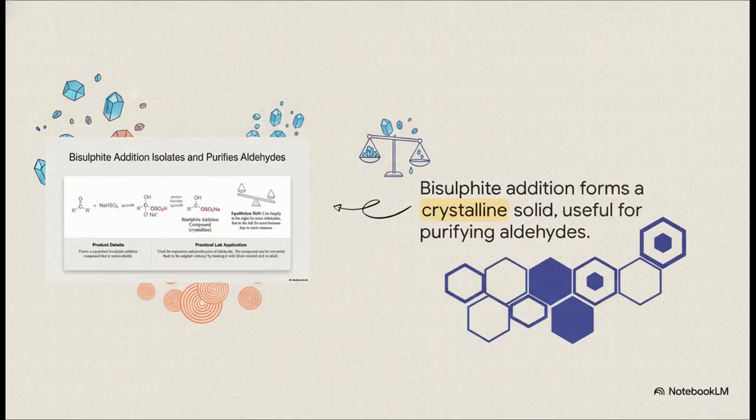Next up is a super clever lab trick. When you add sodium bisulfite to an aldehyde, something amazing happens. You form a solid, crystalline compound. Now, why is that so useful? Well, imagine you have a messy mixture of liquids and you just want the aldehyde out of it. You can just add the bisulfite, and the aldehyde will literally fall out of the solution as a solid. You can then just filter it off. It's a fantastic way to purify things.